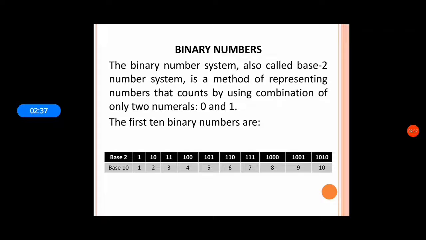When we have 1 0 0 in base 2, we have 4 in base 10. When we have 1 0 1 in base 2, we have 5 in base 10. When we have 1 1 0 in base 2, that will give us 6 in base 10. When we have 1 1 1 in base 2, that will give us 7 in base 10. When we have 1 0 0 0 in base 2, that is 8 in base 10. When we have 1 0 0 1 in base 2, that will give us 9 in base 10. And when we have 1 0 1 0 in base 2, that will give us 10 in base 10.